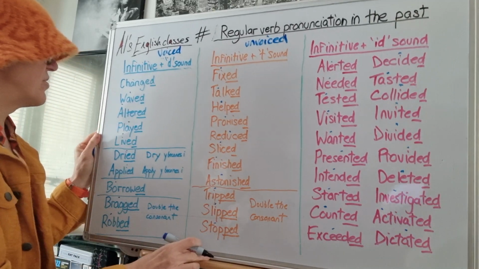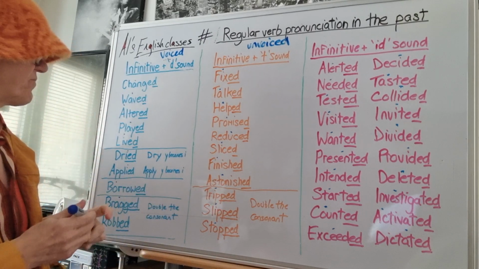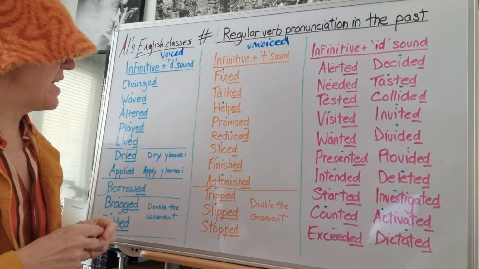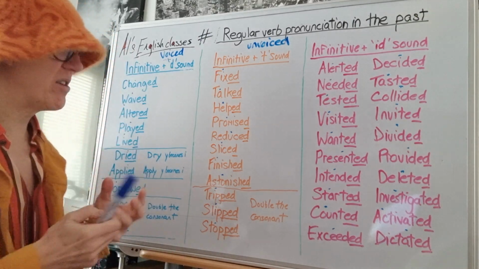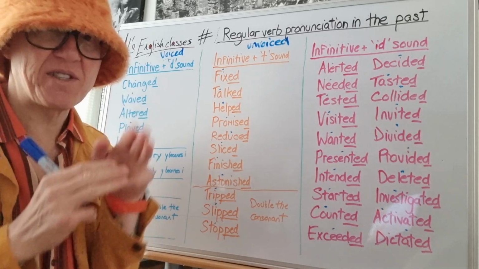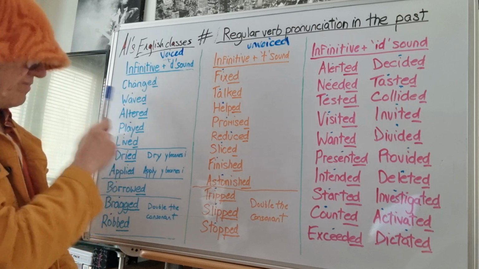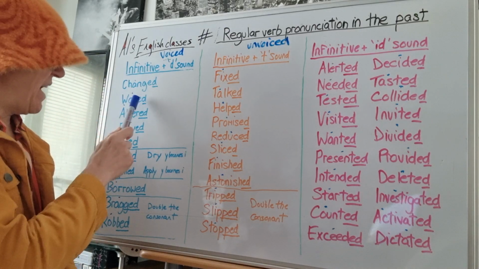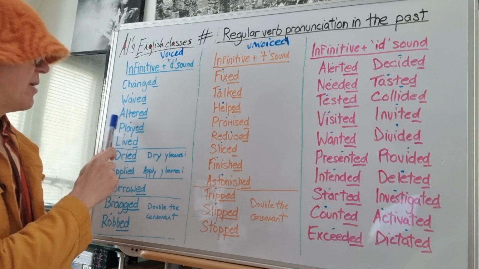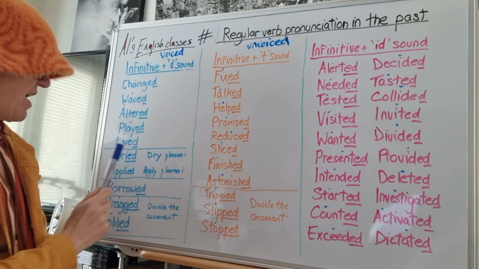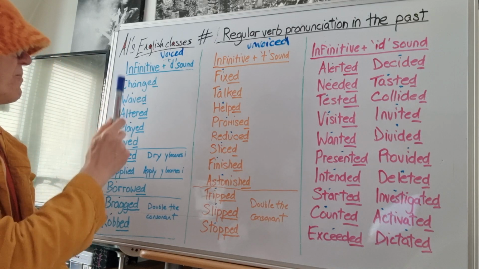And by the way, you'll also notice I added stress marks. Stress mark tells us where we emphasize the pronunciation. Above the A, changed. Above the A, waved. Above the A, here, altered, played, lived, dried, applied, borrowed, bragged, robbed, okay?